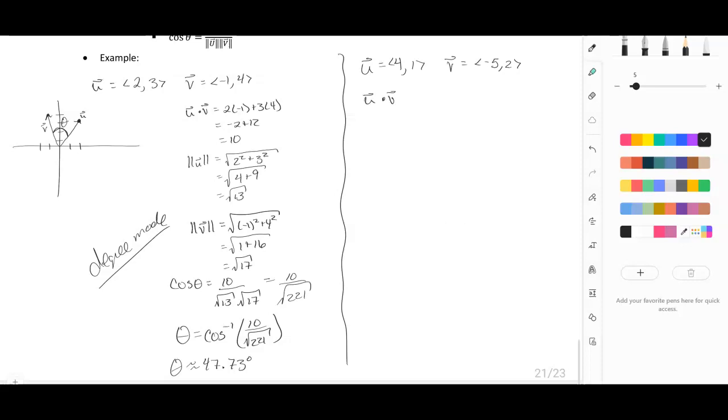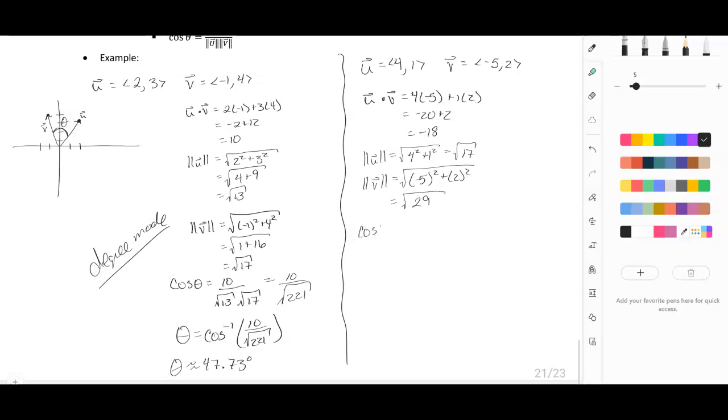So we need to find u dotted with v. So we're going to have 4 times negative 5 plus 1 times 2. Negative 20 plus 2 is negative 18. We need to find the magnitude of u. So square root of the quantity 4 squared plus 1 squared, which is the square root of 17. And we need to find the magnitude of v. So the square root of negative 5 squared plus 2 squared. So 25 plus 4 is 29. Square root of 29 is the magnitude of v.